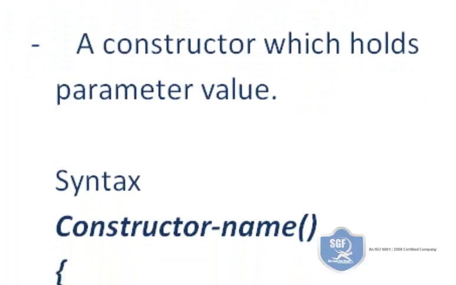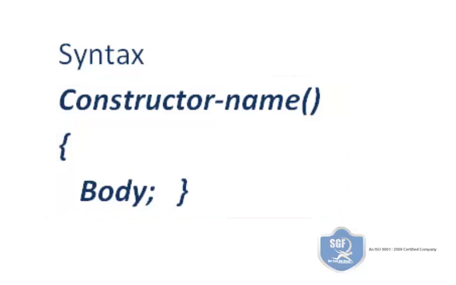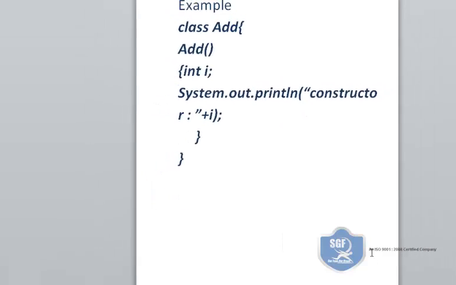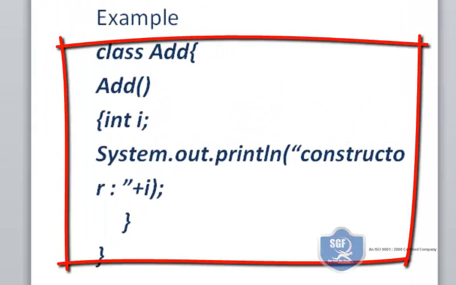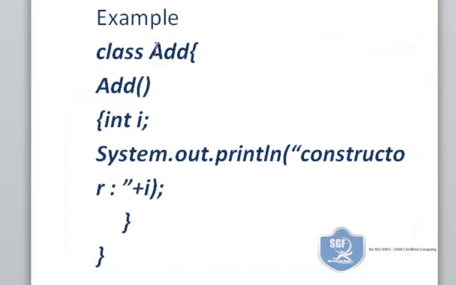Let's take a look at the syntax of a constructor. Here, constructor name is the name of the constructor, which must be the same as the class name. This is the simple example of a constructor. In this example, the class name add is the same as the constructor name add, and here there is no parameter value.